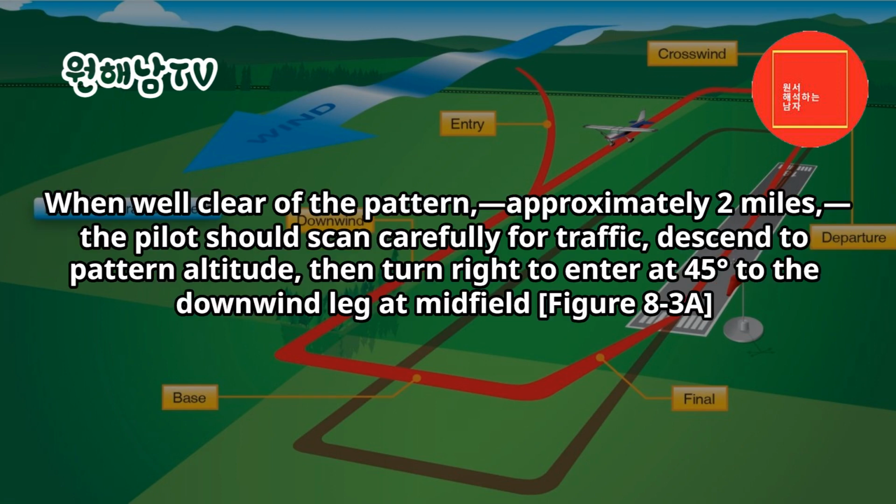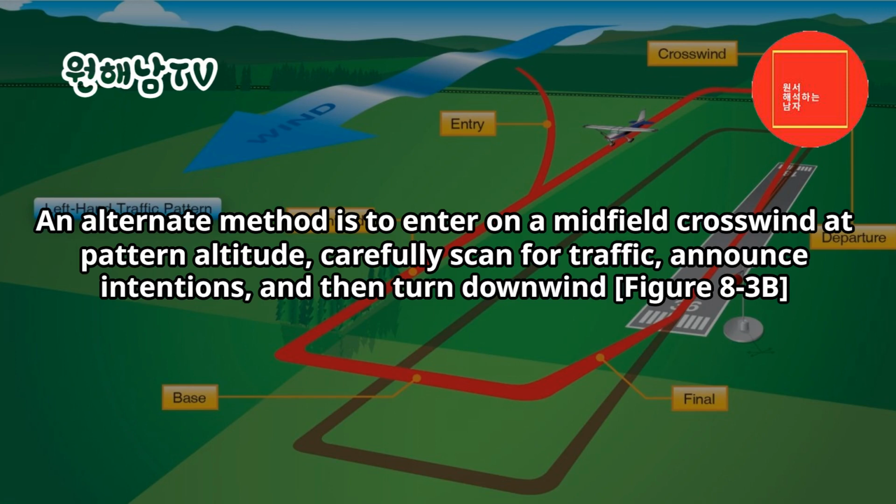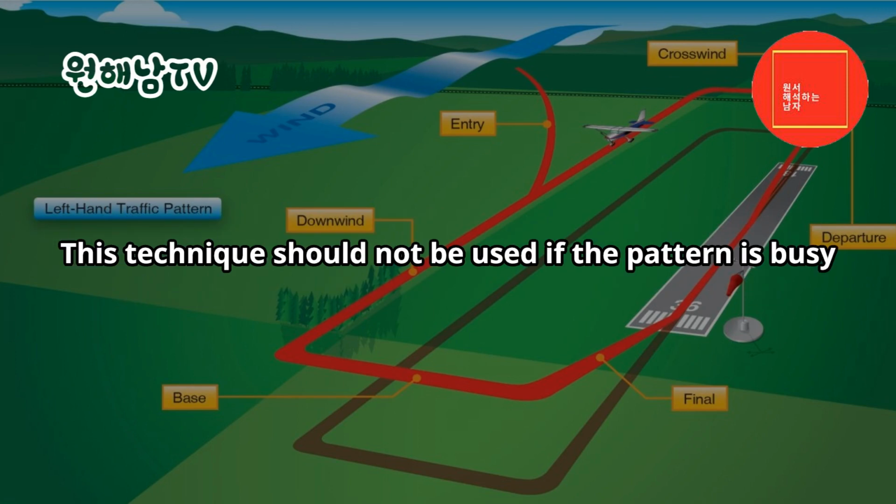When well clear of the pattern, approximately 2 miles, the pilot should scan carefully for traffic, descend to pattern altitude, then turn right to enter at 45 degrees to the downwind leg at midfield. Figure 8-3A. An alternate method is to enter on a midfield crosswind at pattern altitude, carefully scan for traffic, announce intentions, and then turn downwind. Figure 8-3B. This technique should not be used if the pattern is busy.